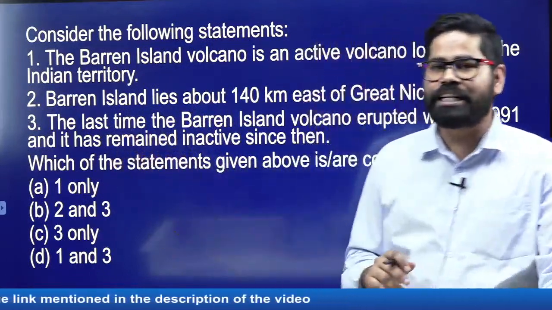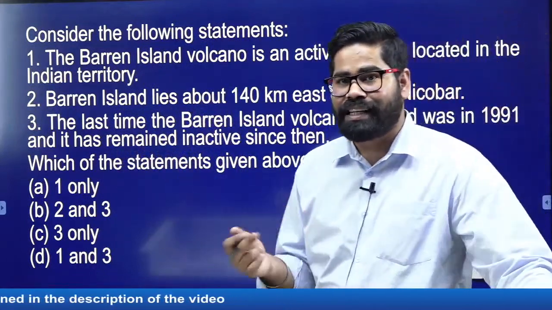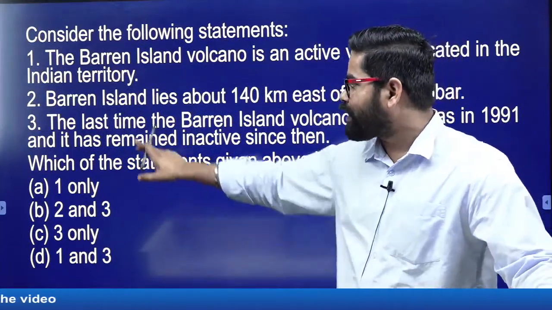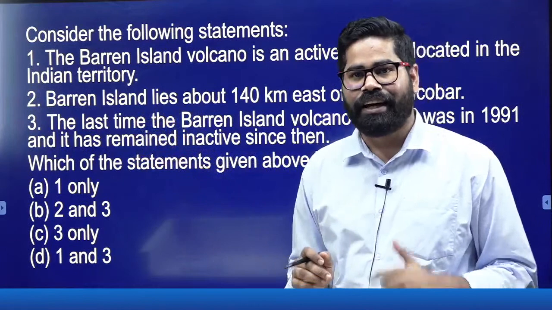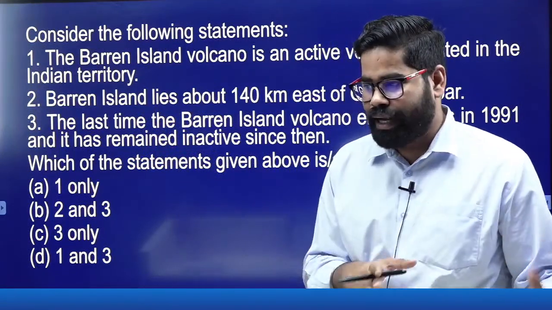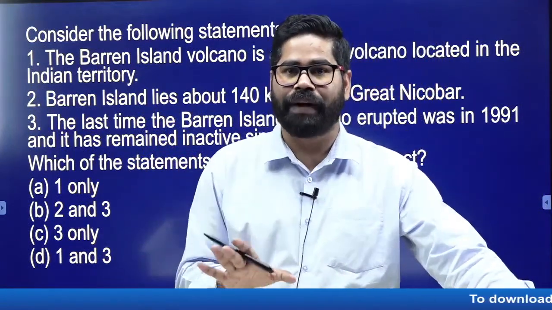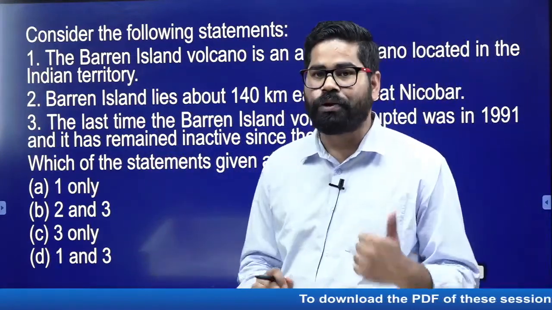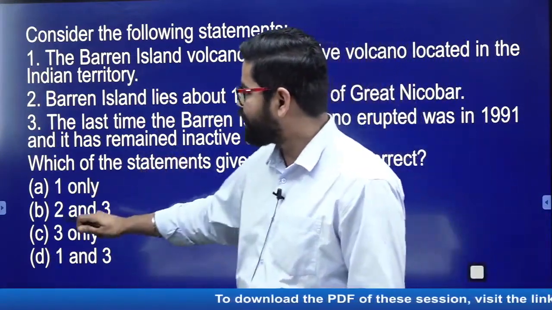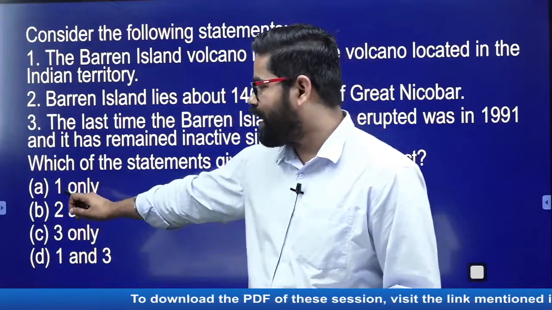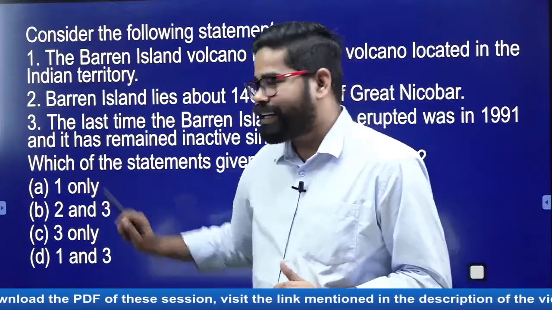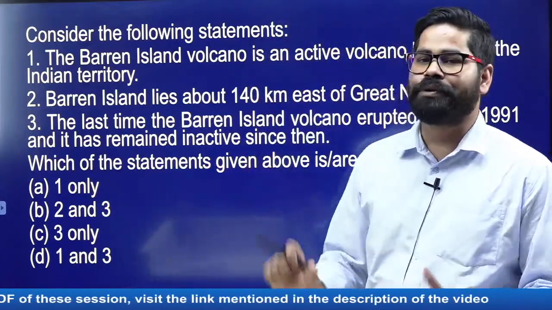If we look at the third statement, the Barren Island has recently erupted in 2005 also. So due to that, the third statement will be incorrect. In 2004 there was the tsunami, and in 2005 there was a volcanic eruption in Barren Island. So the third statement is also incorrect. If you just eliminate the third one itself, you will get the answer as A, 1 only. So A is the correct answer here. 1 only would be the correct answer.